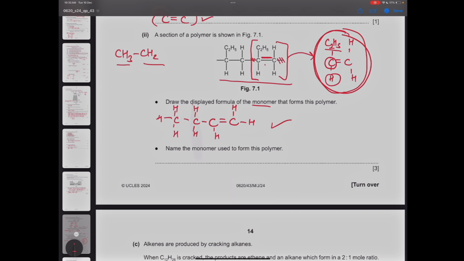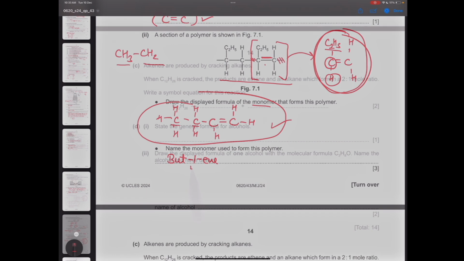Now name the monomer used to form this polymer. So you just need to name this, and according to the naming convention, 4 carbon atoms are there. So it is but, and there is a double bond on the first carbon atom. So you can mention but-1-ene. 1 is representing the position of the double bond.